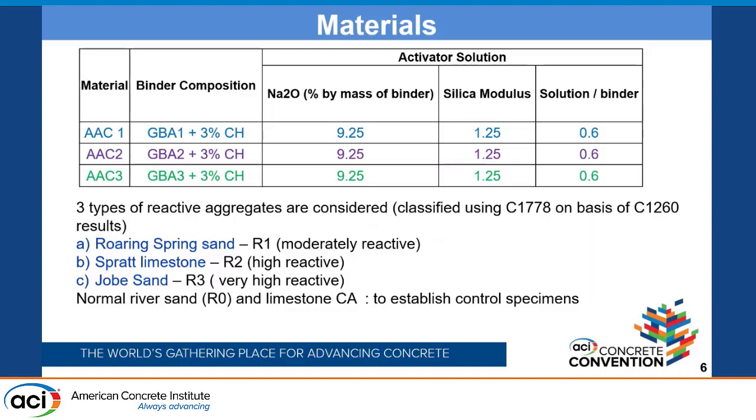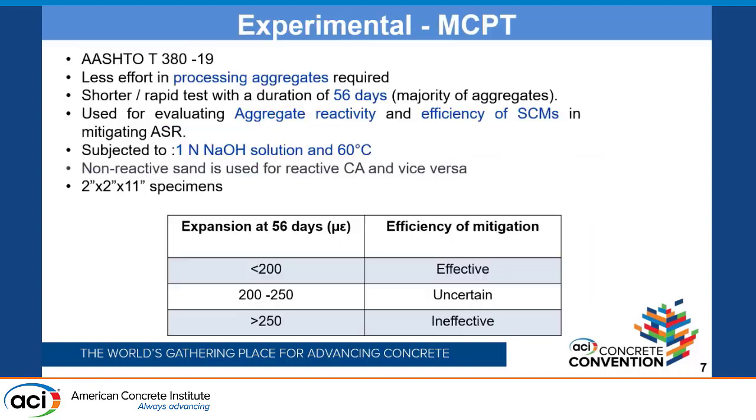We used normal river sand and limestone coarse aggregate to establish control specimens and benchmark the performance of these alkali-activated concretes against them. So coming on to the method, we have used the miniature concrete prism test technique. This is one of the recent techniques which have come up in the field of ASR detection. It is documented in AASHTO T380. It overcomes a lot of deficiencies which exist in the existing test methods of ASR detection.